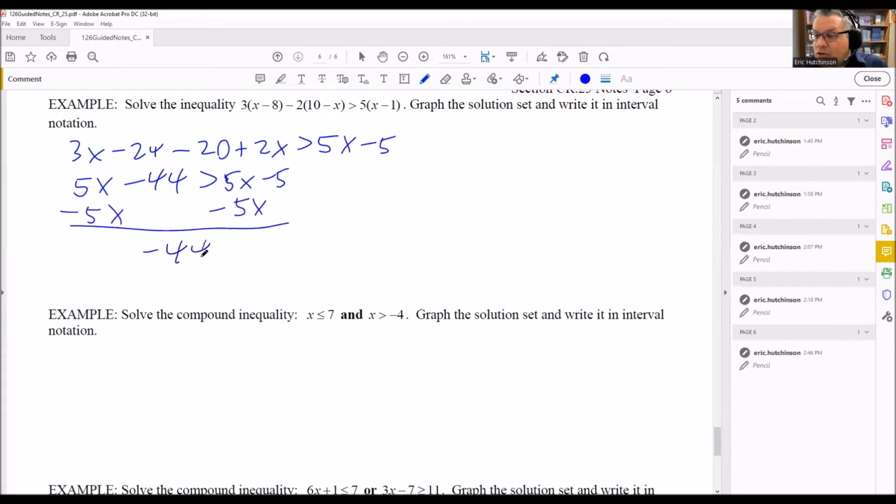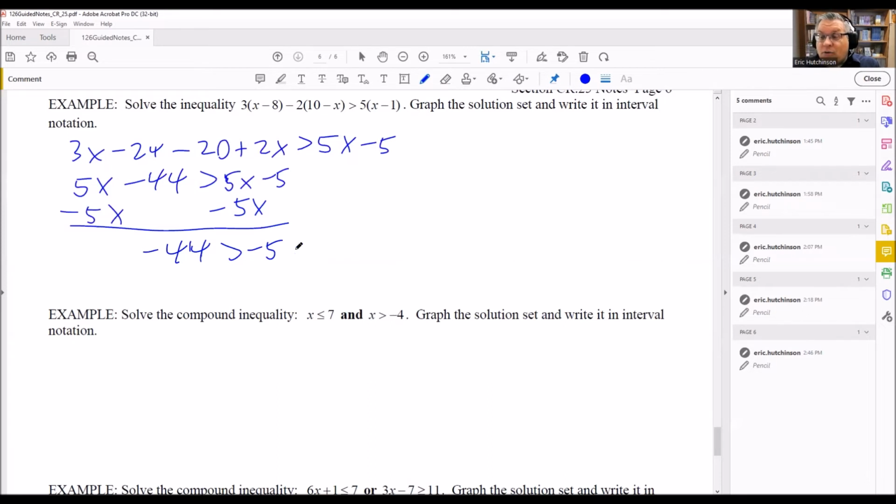Now something interesting happens here. The x's cancel out, and we end up with this statement: negative 44 is greater than negative 5. So then you want to think, is that a true statement? And the answer is no, it's not a true statement, because the farther negative you go, the smaller you get. So negative 44 can't be larger than negative 5.